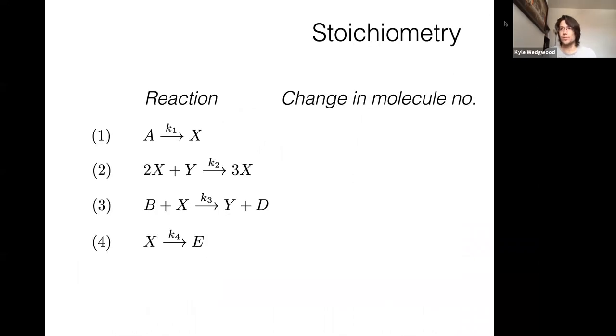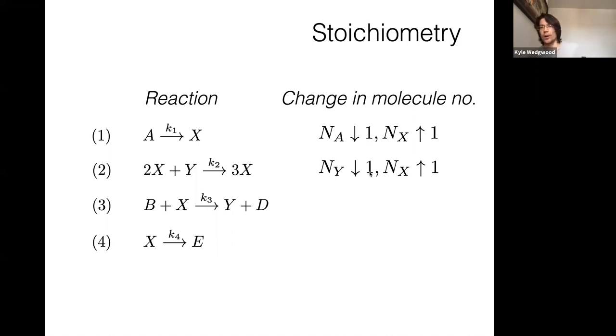So once we've chosen what reaction occurs, we then need to update the number of molecules according to the reaction blueprints. Okay, so if we just go through this very quickly, this is very, very similar to what we did in week 1, but now rather than dealing with concentrations, we're dealing with actual absolute numbers of molecules. So let's go through that. So in reaction 1, we lose 1 A and we gain 1 X. So we have to decrement NA by 1 and increment NX by 1. In this reaction here, we effectively net lose 1 Y and we gain 1 X. So NY goes down by 1, NX goes up by 1. Here we lose 1 B and 1 X and gain 1 Y and 1 D.